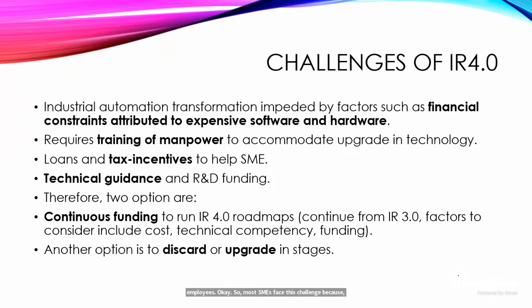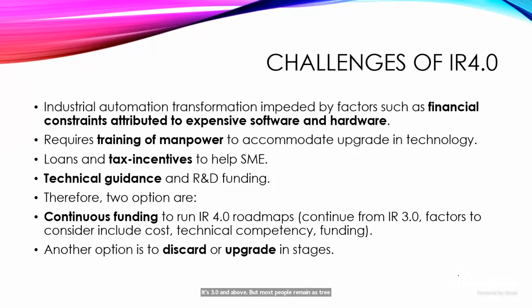Okay, so most SMEs face this challenge because their industrial automation transformation is impeded by factors such as financial constraints attributed to expensive software and hardware. The thing is, most SMEs operate on the basis of a very small customer base. Even if they have customers from overseas, their customer base is not very wide. So because of that, most of these industries or SMEs still operate on the basis of IR 3.0. There is definitely automation. I think most factories in Malaysia don't operate on IR 1.0 and 2.0 anymore. It's 3.0 and above. But most remain at 3.0 because of the financial constraints.